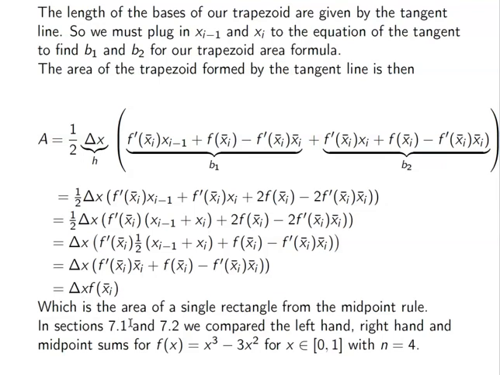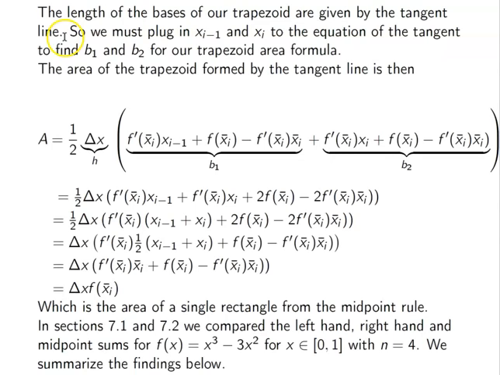So in sections 7.1 and 7.2, we had an example. We used the same example in both. In 7.1, we used the left hand and the right hand rules to approximate the area for x cubed minus 3x squared from 0 to 1 with n equals 4. And in 7.2, we did the exact same thing, but we did it with the midpoint rule. And we were able to show that the midpoint rule was more accurate than the left and right hand sums.